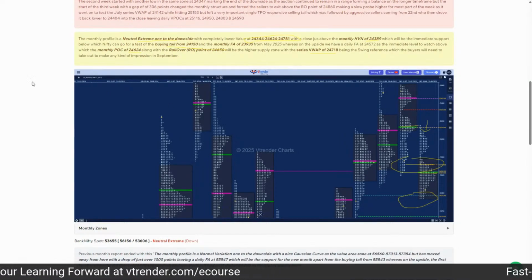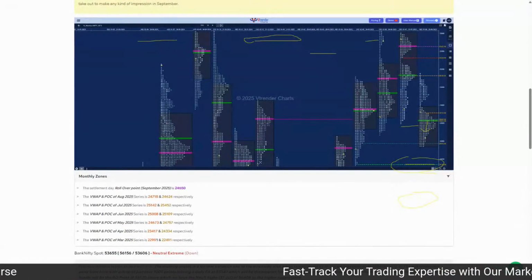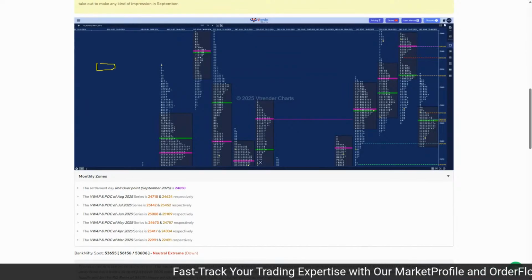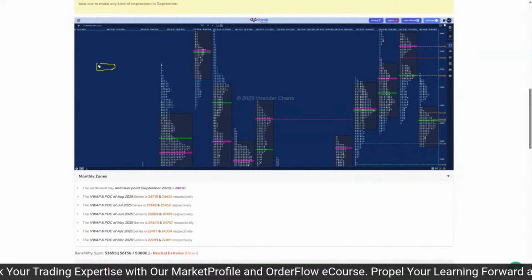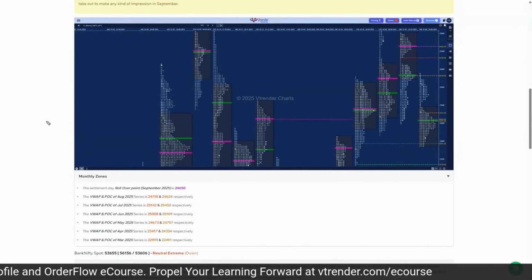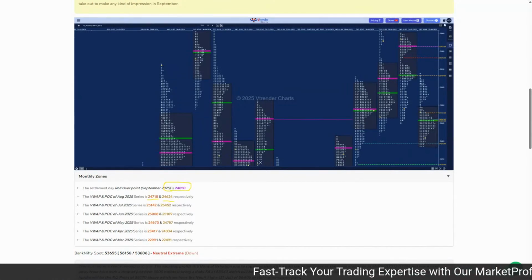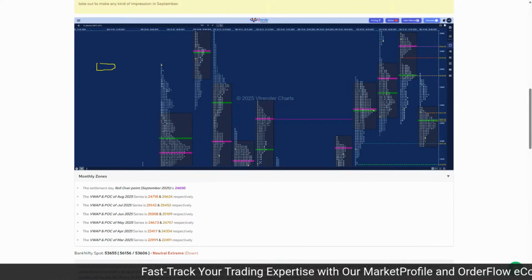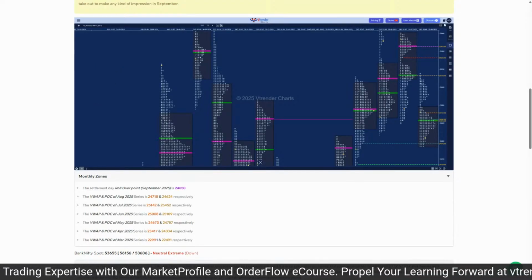And where do we have them? We have them in the monthly zones. The rollover point is at 24650, the series VWAP 24718 and the POC is at 24624. So these will be the important levels which we will mark and note for the entire month of September.